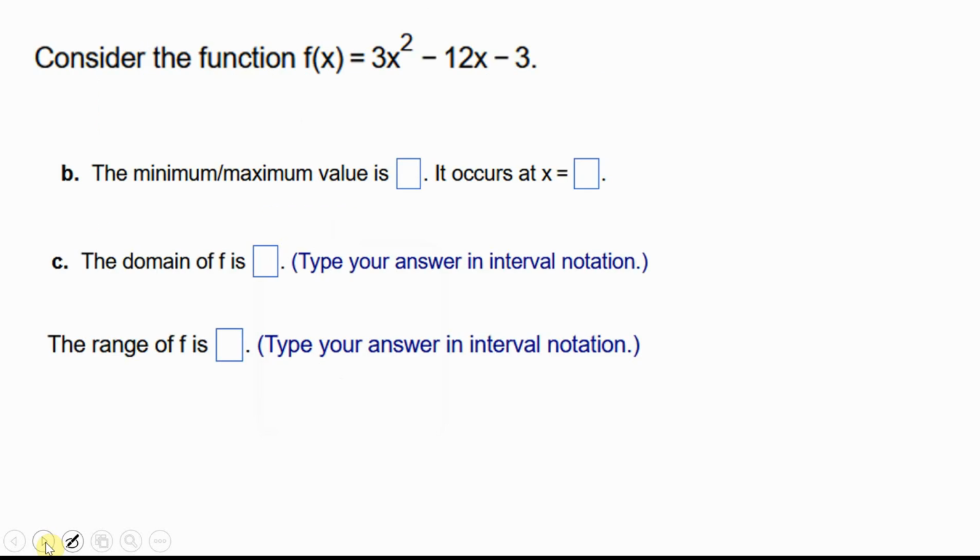Let's see. Consider this function. So the minimum value is blank. It occurs at, so here they say the minimum value, that means the function value, and the x value. All they're saying is find the vertex.